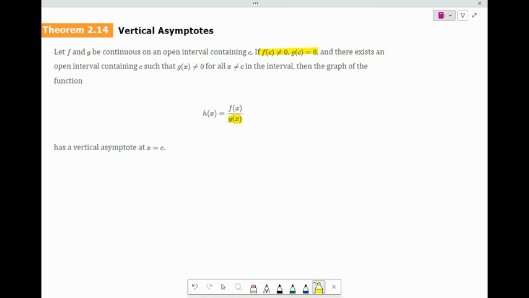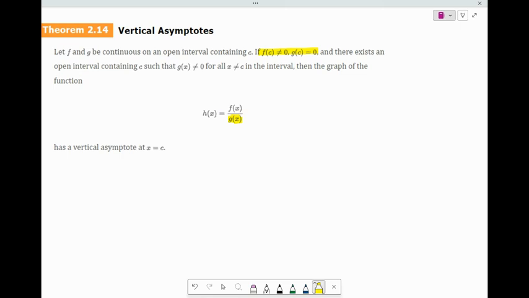And there exists an open interval containing c such that the denominator is not 0, meaning that the denominator is not 0 over a large interval. It's not just that it is not 0 at a single point, right? That's the definition for a vertical asymptote.